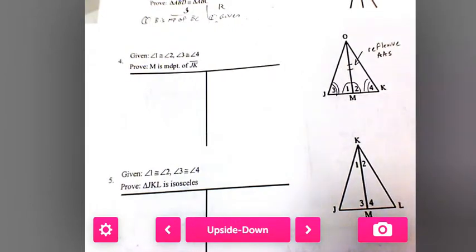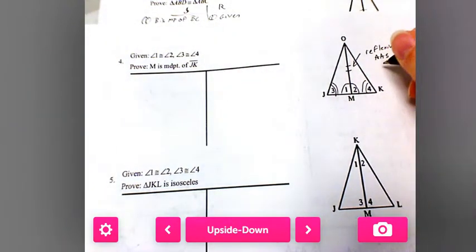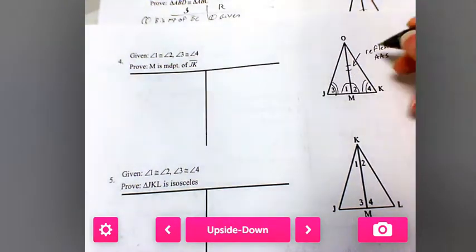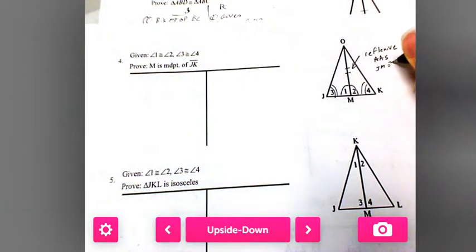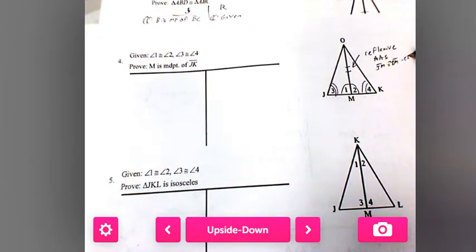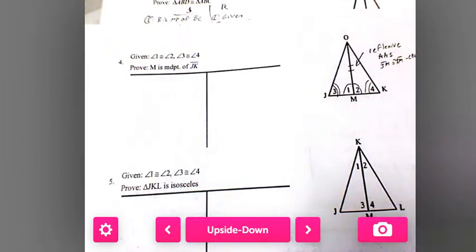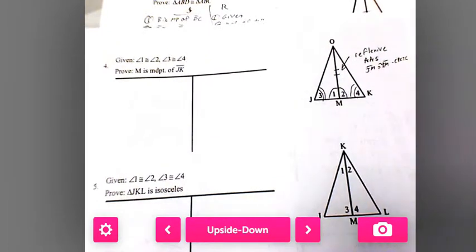Okay. So it wants M is the midpoint of JK. So we're going to have to say something about JM congruent to MK, or KM, excuse me, by CPCTC. And then we can talk about how they're a midpoint, okay? So I'm going to leave that up there.